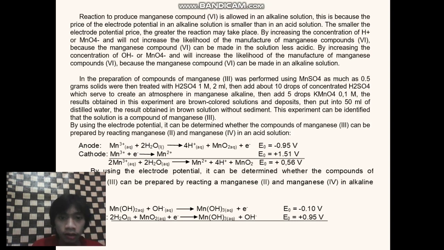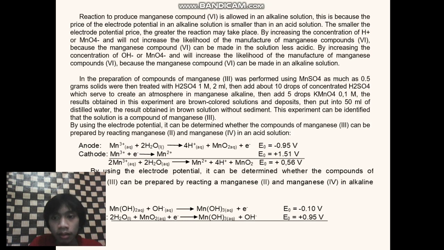In the preparation of the compound of manganese 3, 0.5 gram of solid manganese sulfate was treated with 2 ml of 1 M sulfuric acid, and then about 10 drops of concentrated sulfuric acid were added, which serve to create an acidic atmosphere. Then 5 drops of 0.1 M KMnO4 were added to the distilled water. The result obtained was a brown solution without sediment.